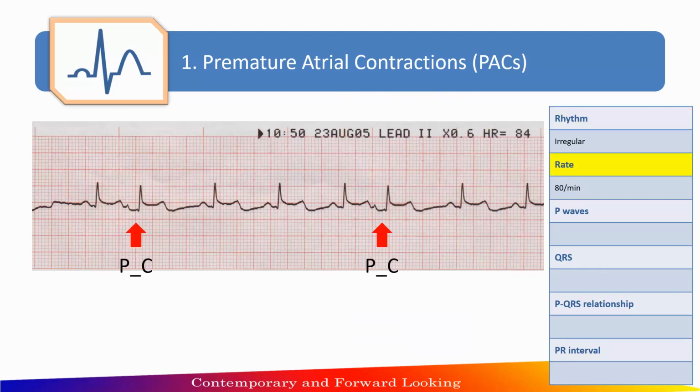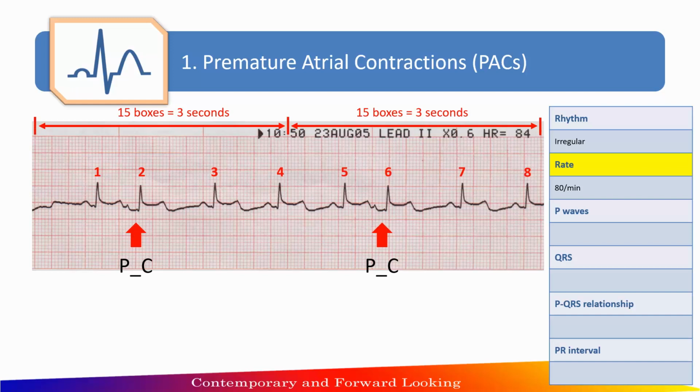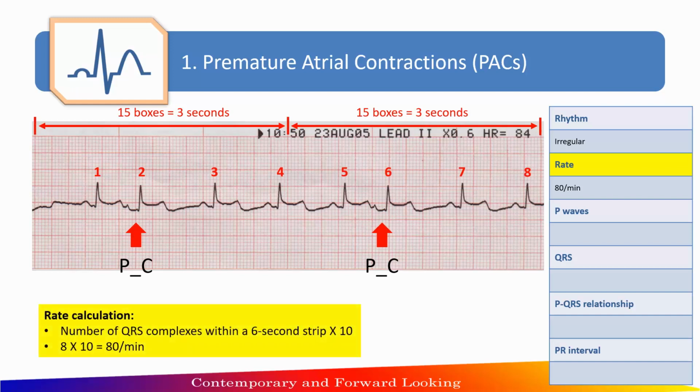The next step is to calculate the rate of the rhythm. Because this rhythm is irregular, we will not be able to use the 300 or the 1500 formula, as the R to R intervals vary in an irregular rhythm. With that considered, we will go ahead and count the number of R waves within a 6-second strip and multiply that by 10. Here, we have a 6-second strip with 30 big boxes and 8 R waves within that rhythm strip. As such, we have a rate of 80 beats per minute.